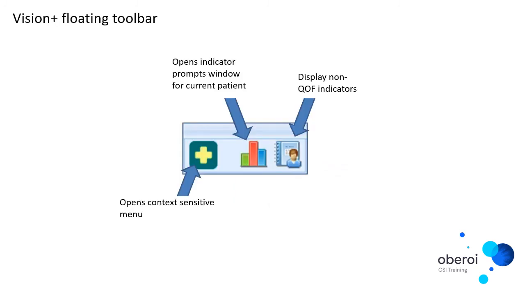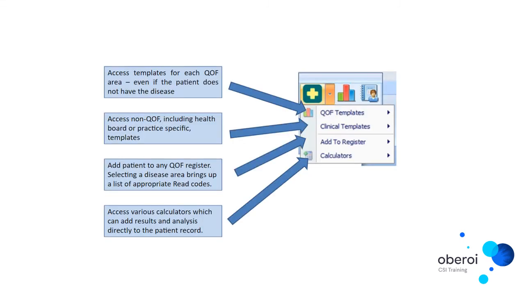We've also got a floating toolbar that you can open, so if you've got a patient record open you can use this floating toolbar, and it's context sensitive. So you can open templates, you can open non-QOF information, you can add a patient to a register from here, and you can access various calculators.